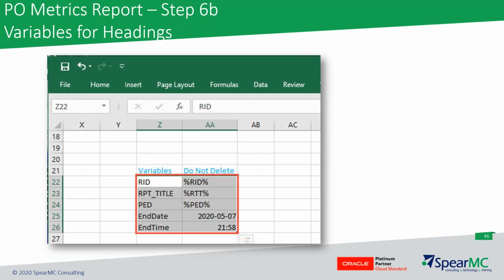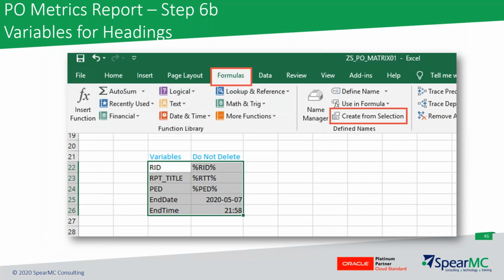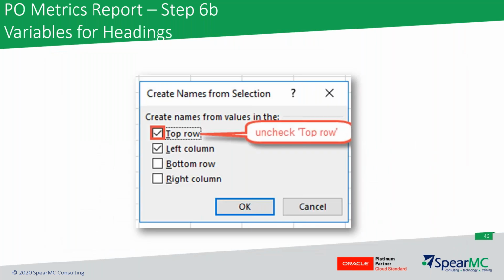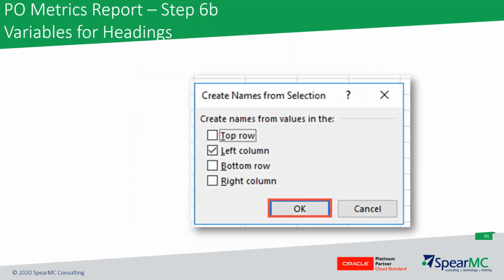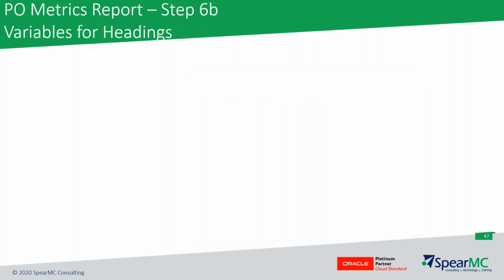I'm going to highlight just the section, not the heading section there, but just the actual values themselves. And then I'm going to go to formulas and create from selection. By default, top row and left column is checked. I'm going to uncheck that top row because all I want to do is pick the left column and have that be the name of the values that are in the right-hand column of my selection.